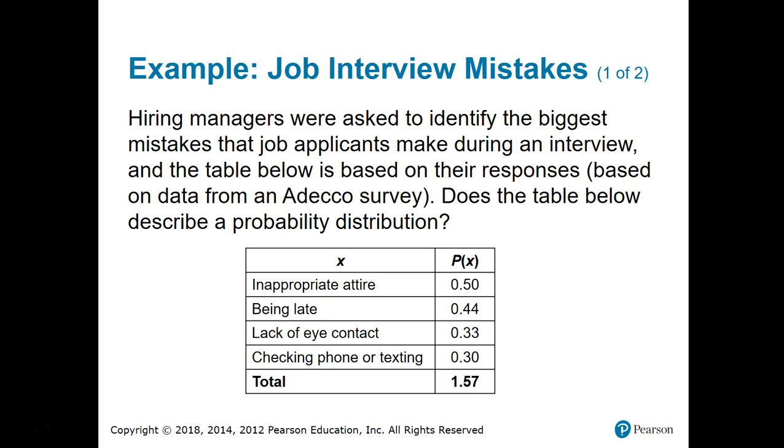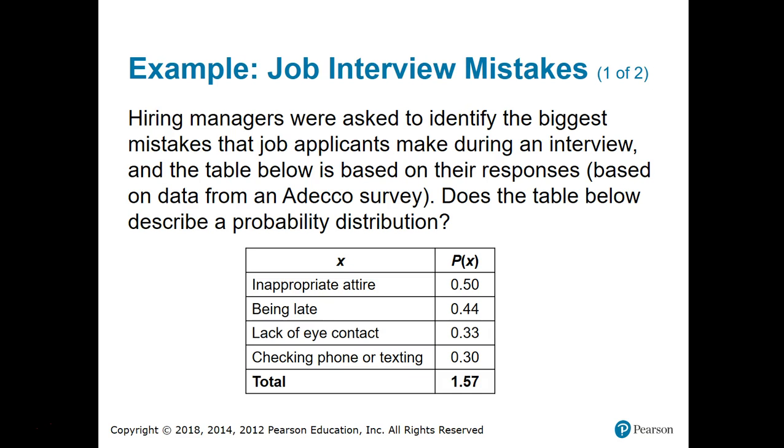Probability that you have inappropriate attire, 0.5. I personally thought the beer hat was a great idea. Being late. Fashionably late. How can it hurt? Lack of eye contact. I wore a blindfold. Checking the phone or texting. Well, it was a phone interview, so that did not work too well.